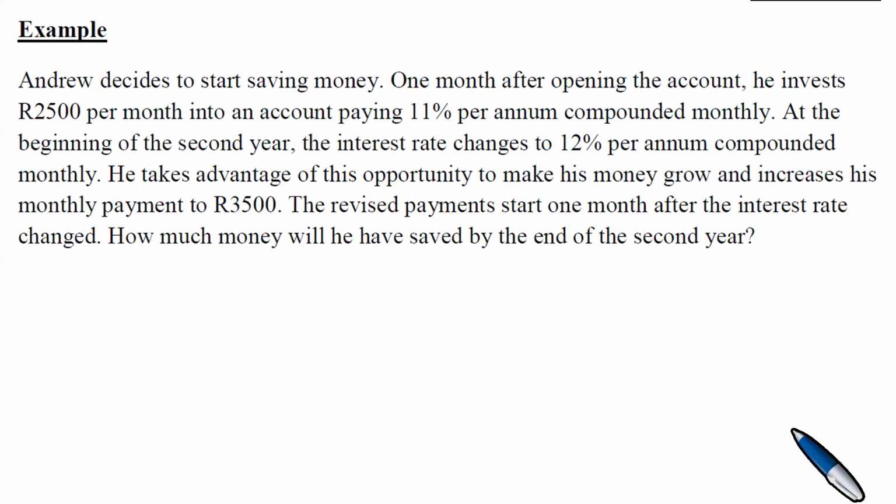I'm going to give you Andrew. This question is about Andrew. Right now, Andrew decides to start saving money. Andrew wants to be rich. If saving can make somebody rich, Andrew is that guy. And he wants to start saving money. One month after opening the account, he invests 2,500 per month into an account paying 11% per annum compounded monthly.